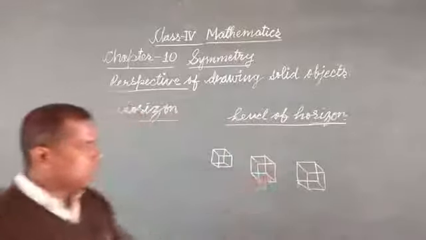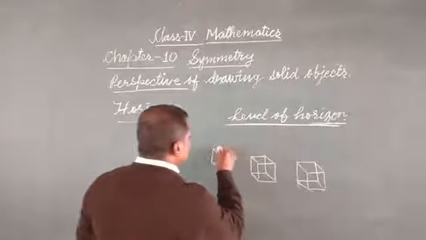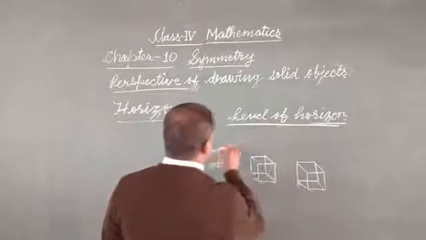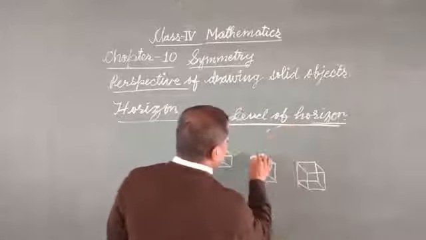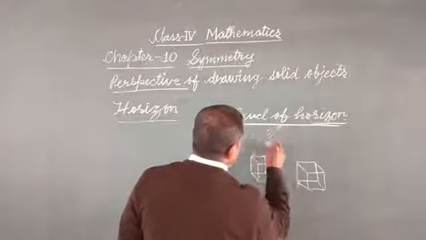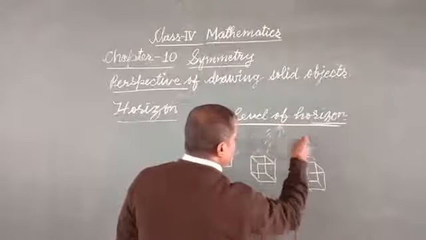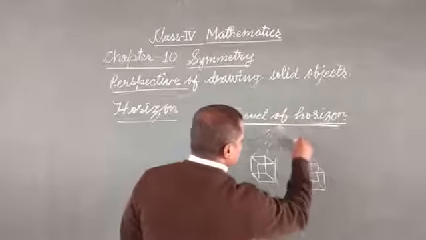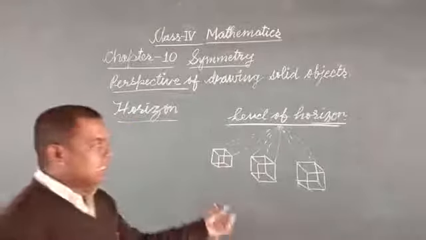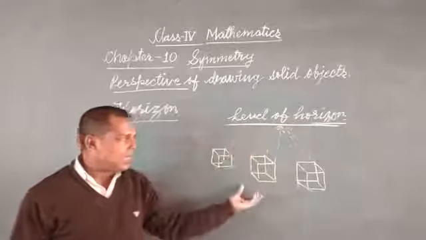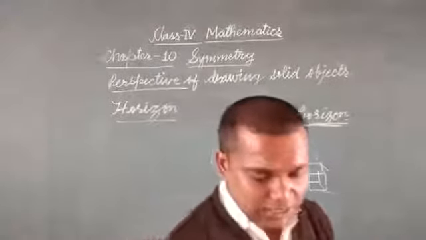So when we are going to see this one and the level of horizon here, it seems that this cube is also going to vanish here. This cube is also going to vanish here. This will be the perspective view as the level is here and the cubes are below the level of horizon.